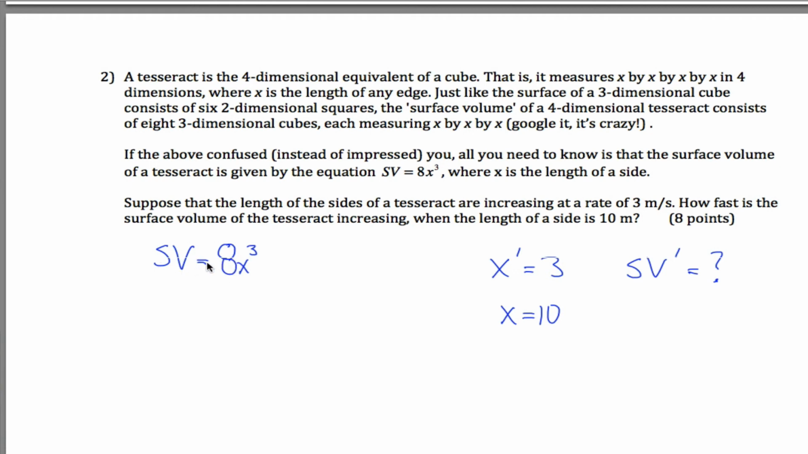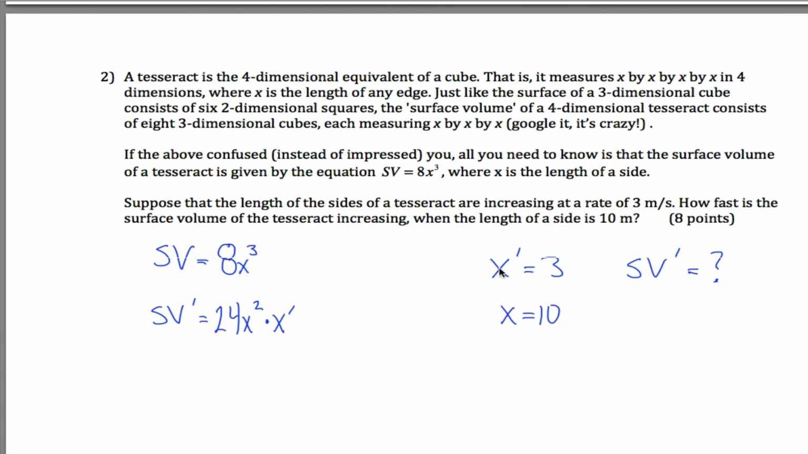I can take this equation, which is true for all tesseracts, and take the derivative of both sides to get a new equation, which tells me about the change in surface volume, not the surface volume itself. The derivative of this function over here would just be SV prime. Over here, the derivative of 8x cubed would be 8 times 3, which is 24x squared. But then you're not done. You have to multiply that by x prime because x itself is a function in this problem.